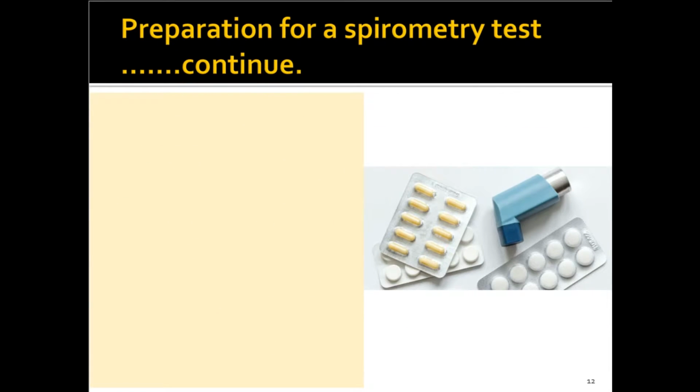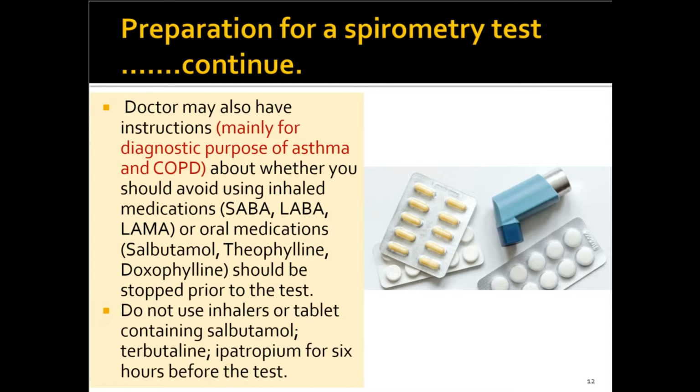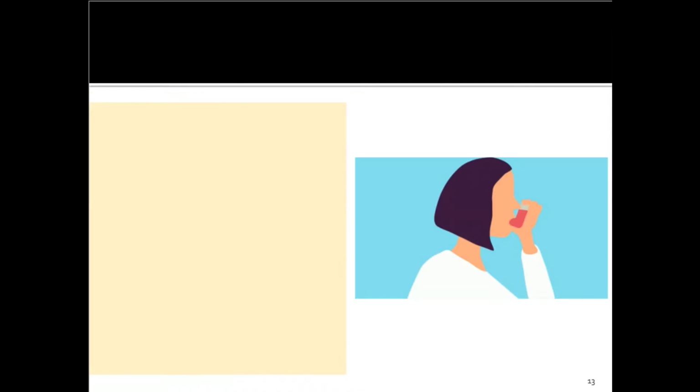Preparation for a spirometry test continue. The doctor may also have instructions, mainly for diagnostic purpose of asthma and COPD, about whether you should avoid using inhaled medications, SABA, LABA, LAMA, or whether oral medications, salbutamol, theophylline, doxyphylline, should be stopped prior to the test. Do not use inhalers or tablets containing salbutamol, terbutaline, ipratropium for 6 hours before the test.